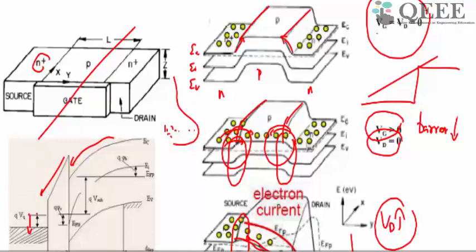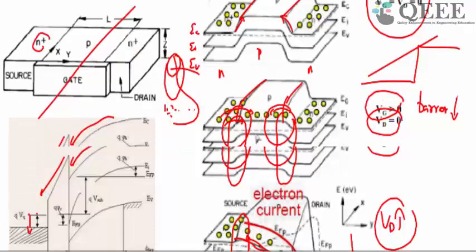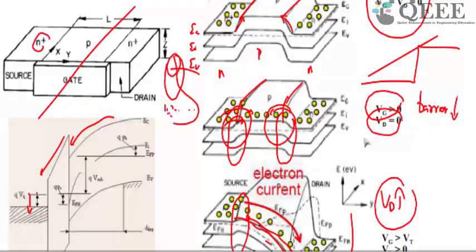So what it does is, earlier only these electrons were able to cross this barrier. Now if you reduce the barrier, more electrons will be able to jump over this barrier. And this is a monotonic function. So what it does to the current is that the current also will slowly increase.